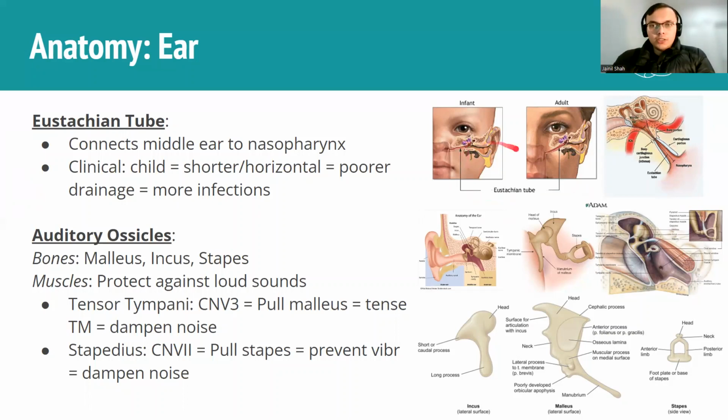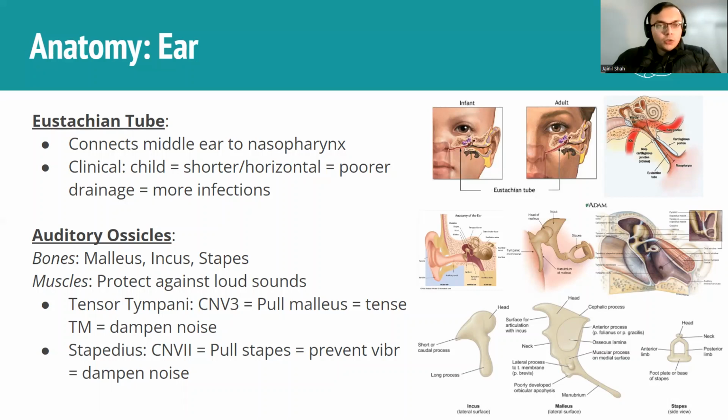However, children, as you notice here, have a shorter tube because again they're smaller individuals, and the tube is more horizontal in them. The horizontal bit is especially important because the fact that it's horizontal means it's very poor at draining fluids, and that means that the fluid is more likely to pool within the middle ear. And remember, stasis is the basis for infection. You're going to have a higher rate of infection with the middle ear, which is why we expect the rates of infection with the ear to be higher amongst infants than there are with adults, which is the case. That's the clinical context of the eustachian tube.